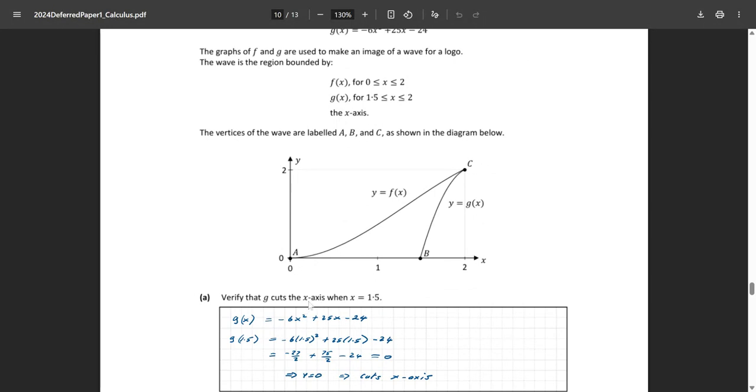Now, as we know, the x-axis is wherever the y value is 0. So what we have to do is verify that x equals 1.5 fits. So you put in 1.5 for x in the function g, and you find out that the y value indeed is 0. So that proves that it cuts the x-axis at that point where x is 1.5. So now we know that that point there is (1.5, 0), where it cuts the x-axis. So keep that in mind for later in the question, that the point B is (1.5, 0).